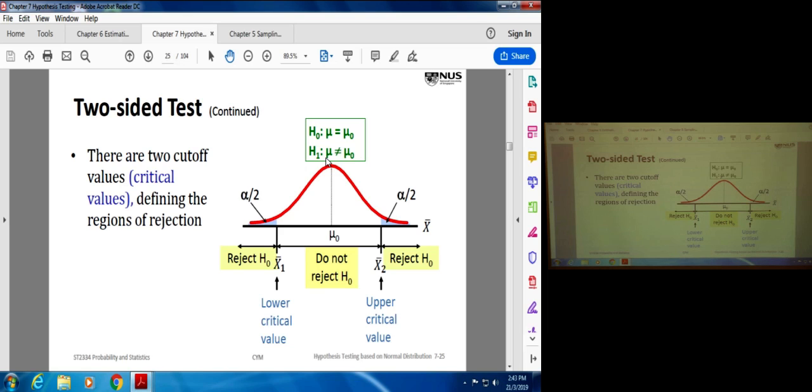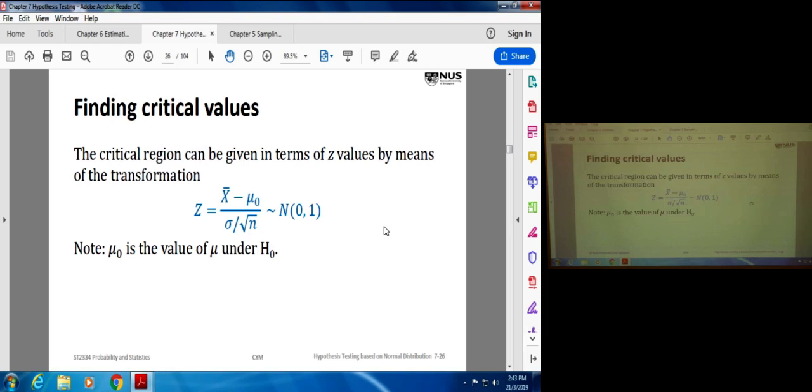We find these two values, little x1 bar and little x2 bar, such that the probability that we exceed the upper value is alpha over 2, and the probability that we are less than the lower value is alpha over 2. So the test is going to be of size alpha. Okay, and let's try and do this a bit more formally.